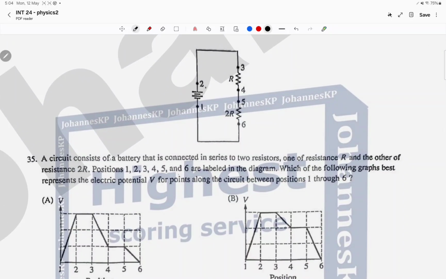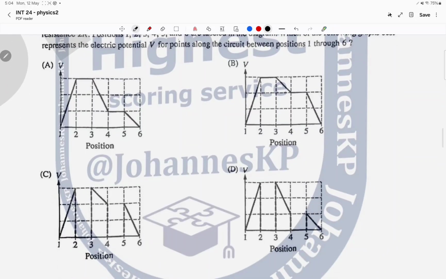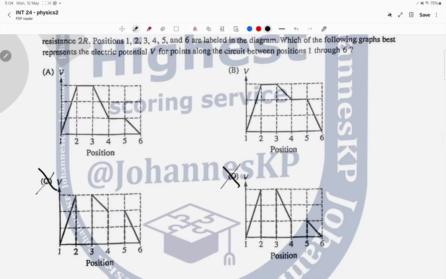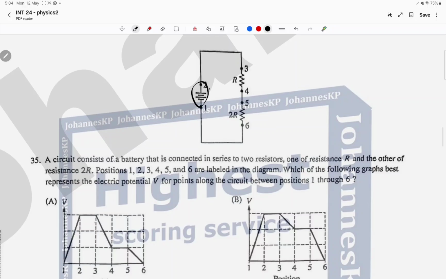Of course, from 1 to 2, you're going to have an increase in the voltage, right? Because you're going through a battery. And you cannot have disconnected, so it's not D and it's not C. So how are these two different? Wait a second. Is it B?